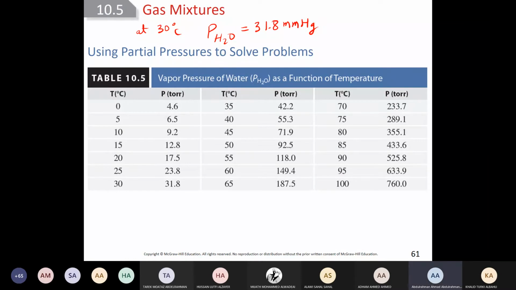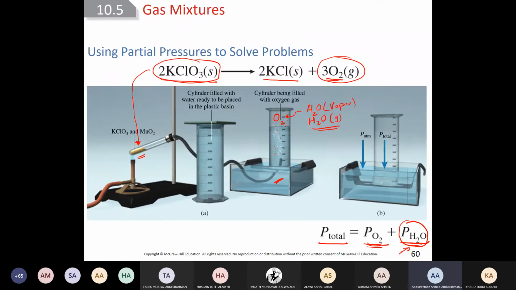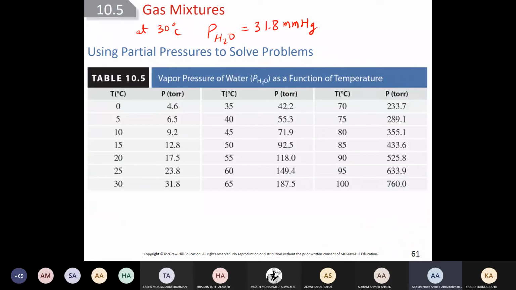Is this clear? So you don't memorize anything in this table, but whenever you're collecting gas over water, there will be the gas and there will be some water. Always, to know the pressure of water, go to this table. What's the unit that we have here? Torr. What's torr? It's the same as millimeter Hg.